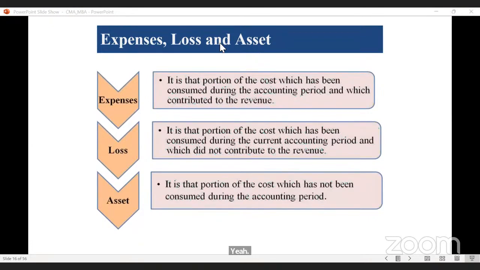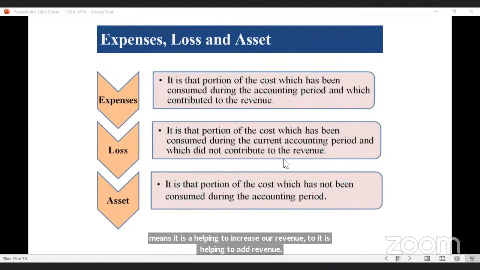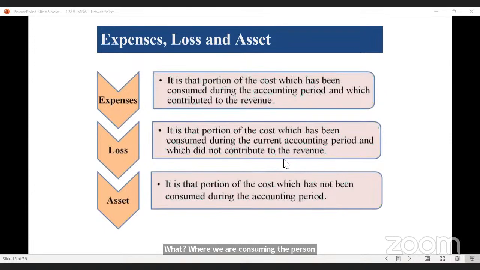Let us understand what is loss. Loss is that portion of the cost which has been consumed during the current accounting period but did not contribute to the revenue. When we say expenses, that means we are consuming a portion of the cost and it is contributing to the revenue, helping to earn revenue. But when we consume a portion of cost which does not contribute to increasing our revenue, that is known as loss.